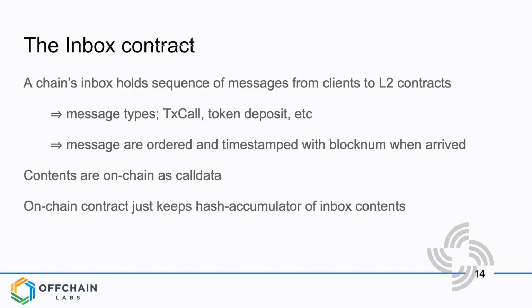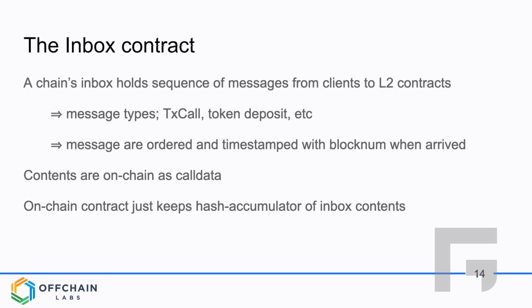OK, so let me talk about the inbox contract. Every Arbitrum Rollup chain has an inbox which holds a sequence of messages from clients to the L2 contracts. There are different message types: a transaction call, a token deposit, stuff like that. The messages are ordered in the inbox, and they're time-stamped with the main chain block number when they arrived, so that the L2 contract can ask, by calling an Arbitrum library, when was this thing put in, when was this thing submitted, if it wants to.